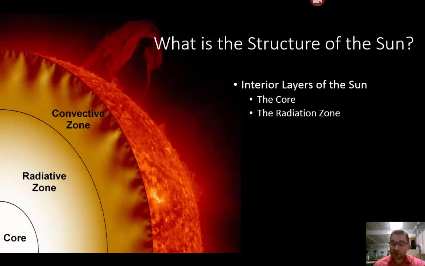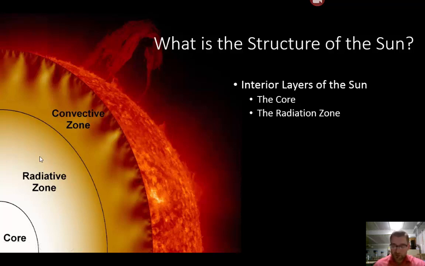The radiation zone. The energy produced in the sun's core moves outward through the radiation zone. The radiation zone is a region of very tightly packed gas where energy moves mainly in the form of electromagnetic radiation. Because the radiation zone is so dense, energy can take more than 100,000 years to move through it. We can see the radiative zone here.